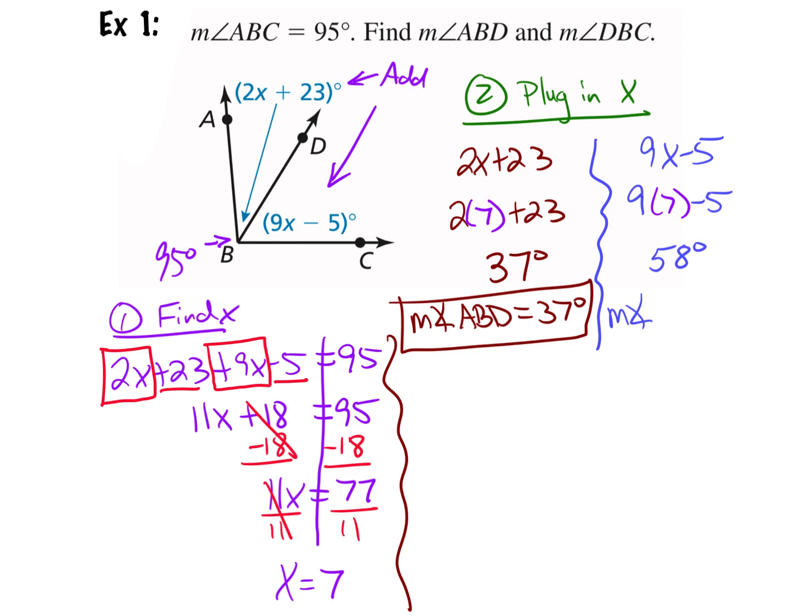What's the angle for this one now, the 9x minus 5? DBC, right? It's equal to 58 degrees. If I wanted to check this, what could I do? You could add them together, and what should they equal? 95. So 37 plus 58 gives us 95.